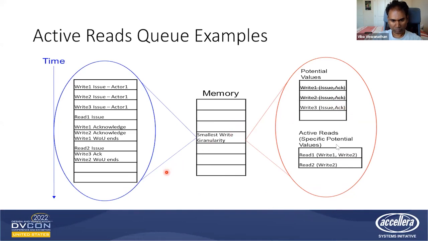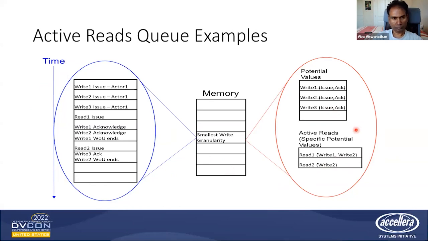In other words, the potential match for a read is the union of the values that are present in the potential values queue and in the active reads queue at the time of completion of the read. Looking at the order of events in time on the left side, we can easily convince ourselves that this should indeed be the case. Read 1 can coherently return either write 1, write 2, or write 3. Read 2 can coherently return either write 2 or write 3.